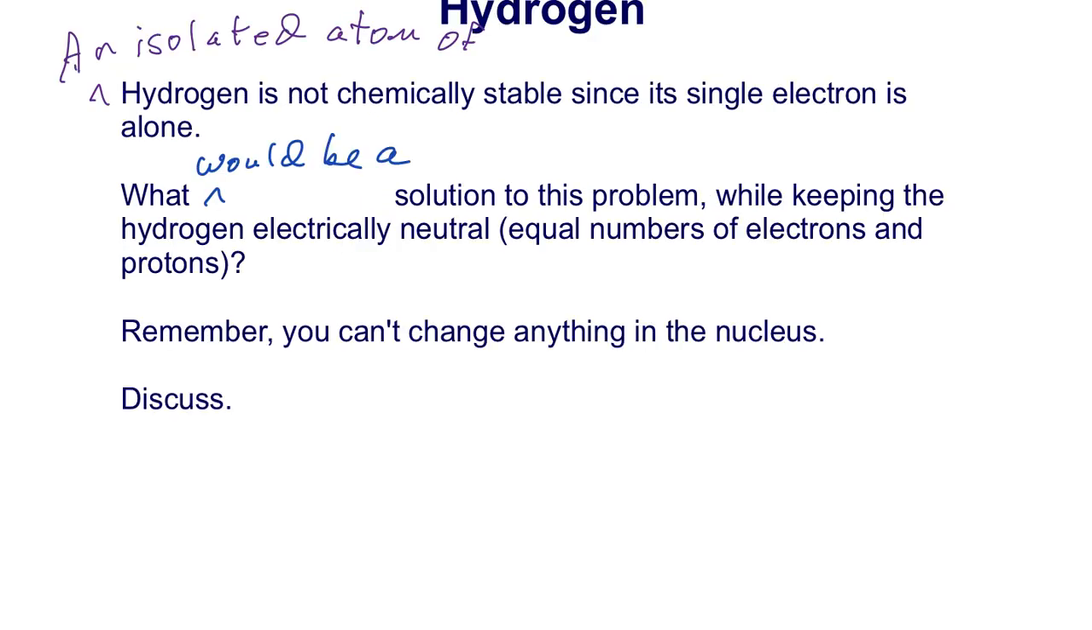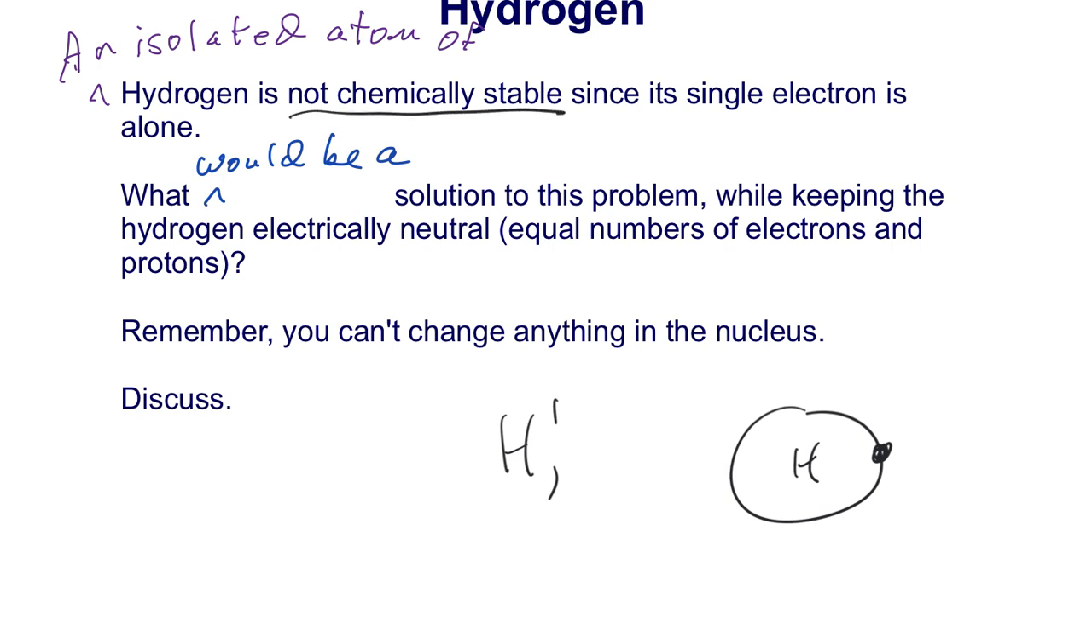So here we go again. Hydrogen is 1,1. The hydrogen atom has 1 electron in its outermost shell. What would be a solution to the problem to make it stable? Because right now it's not chemically stable. So how does it become chemically stable? Well, it picks up an electron.